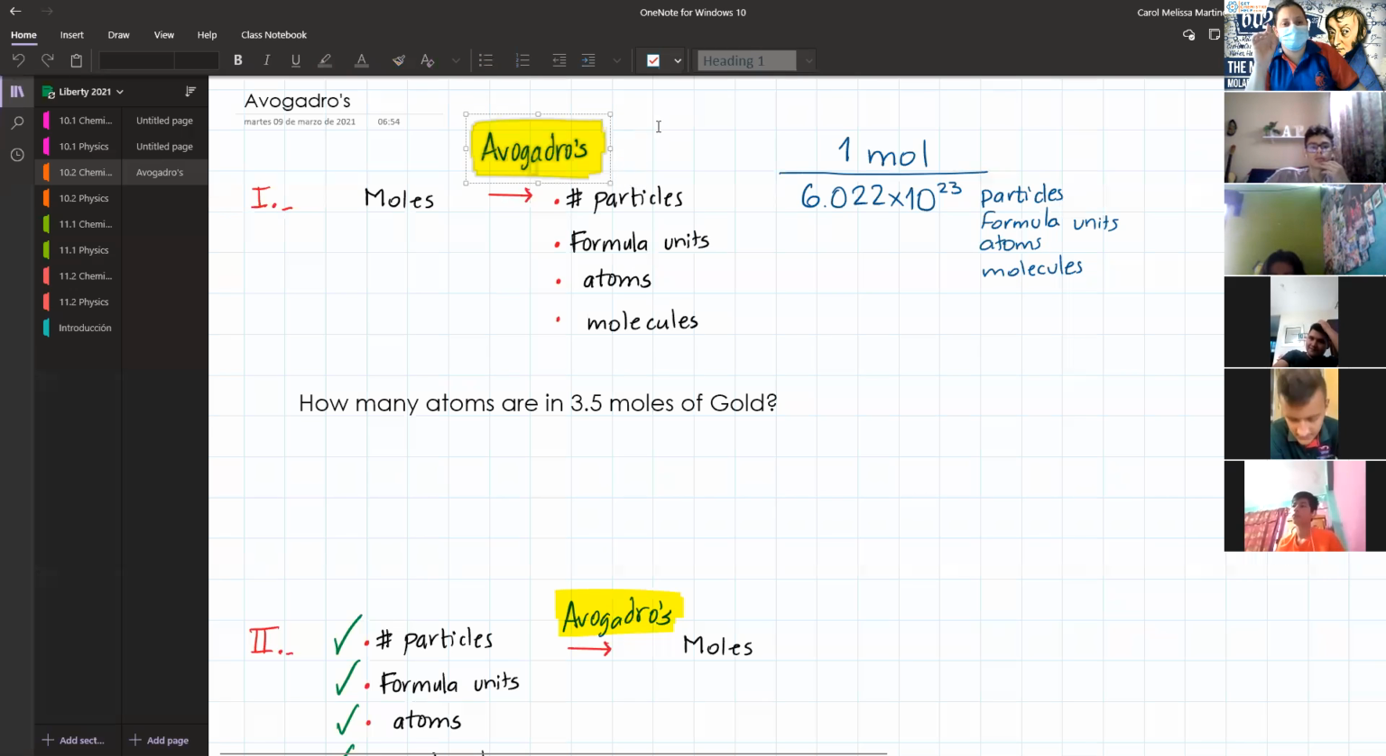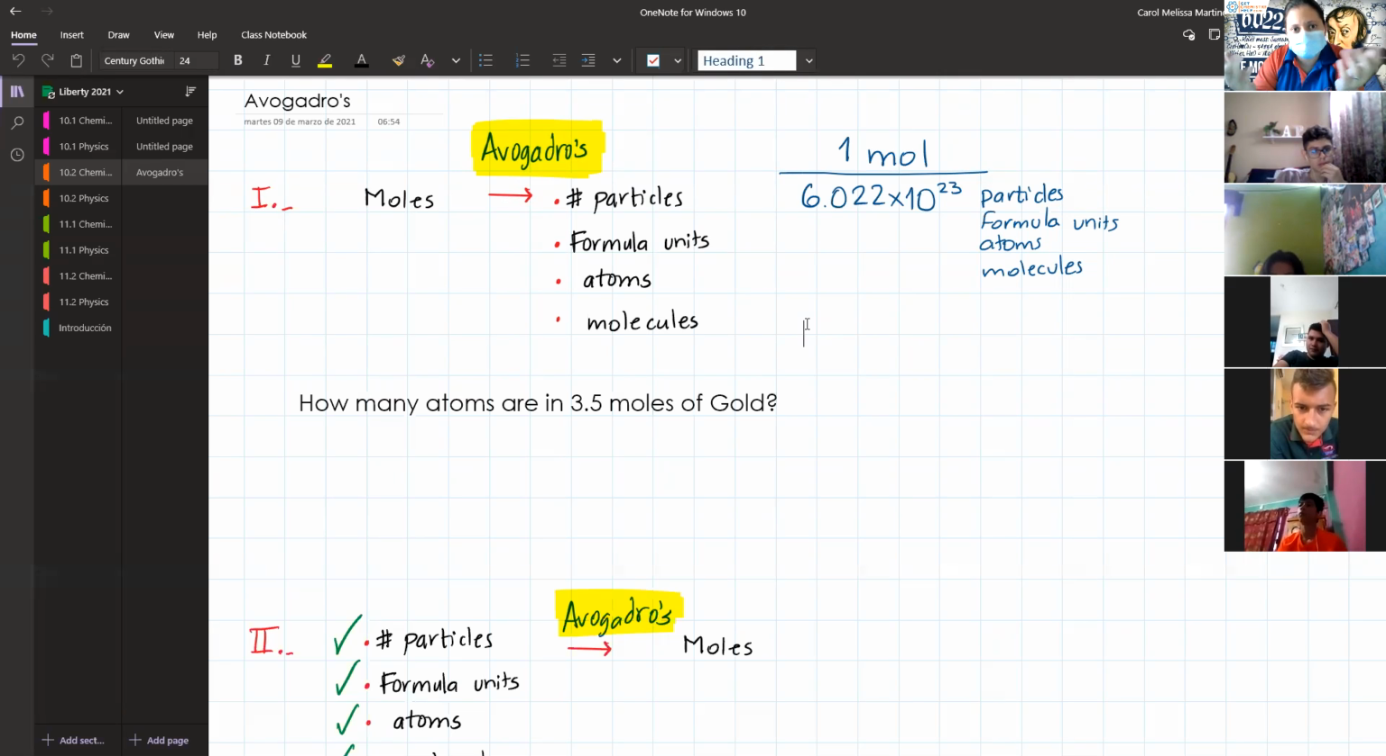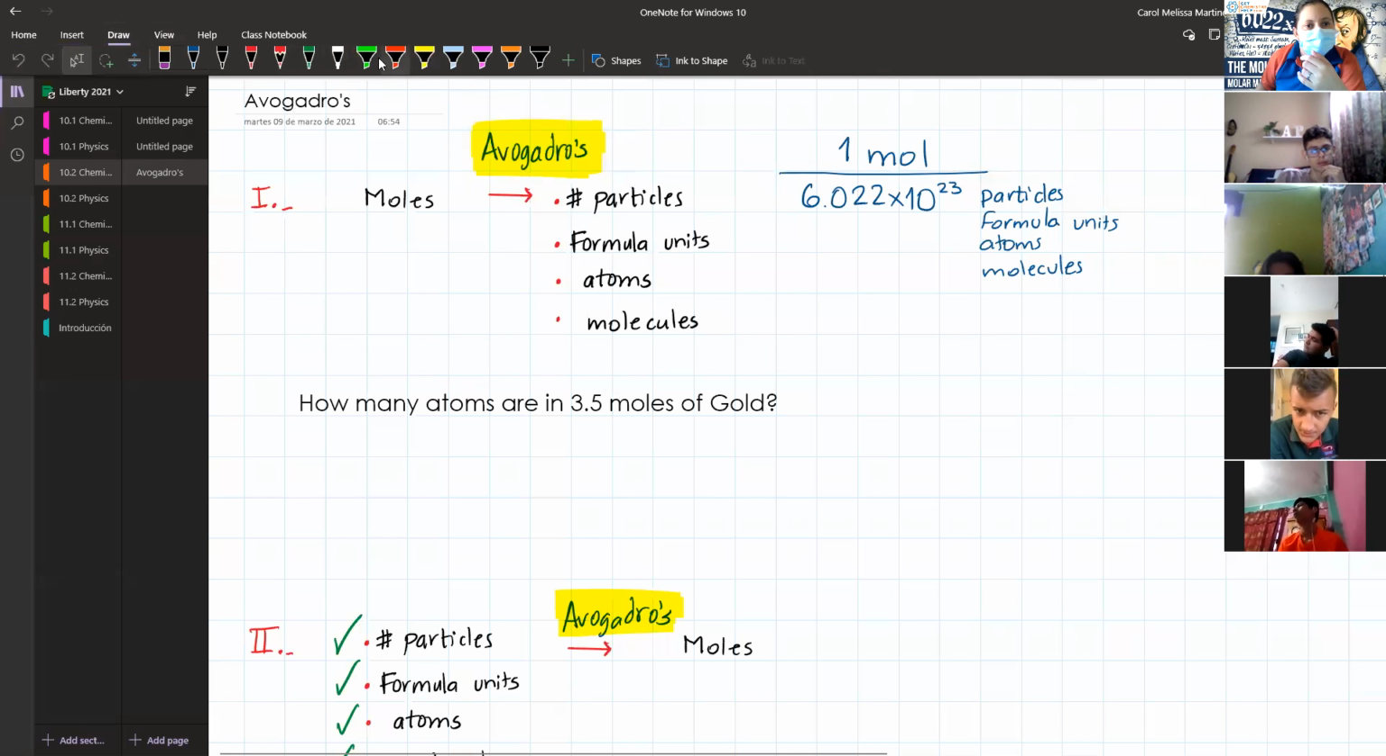So for Avogadro's number, how can you tell which one to use? If molar mass or Avogadro's number? Okay, so guys, think about this as conversion factors. If any problem mentions one of the four words that you see over there, particles, formula units, atoms, or molecules, it means that you are going to be using Avogadro's number as a conversion factor.